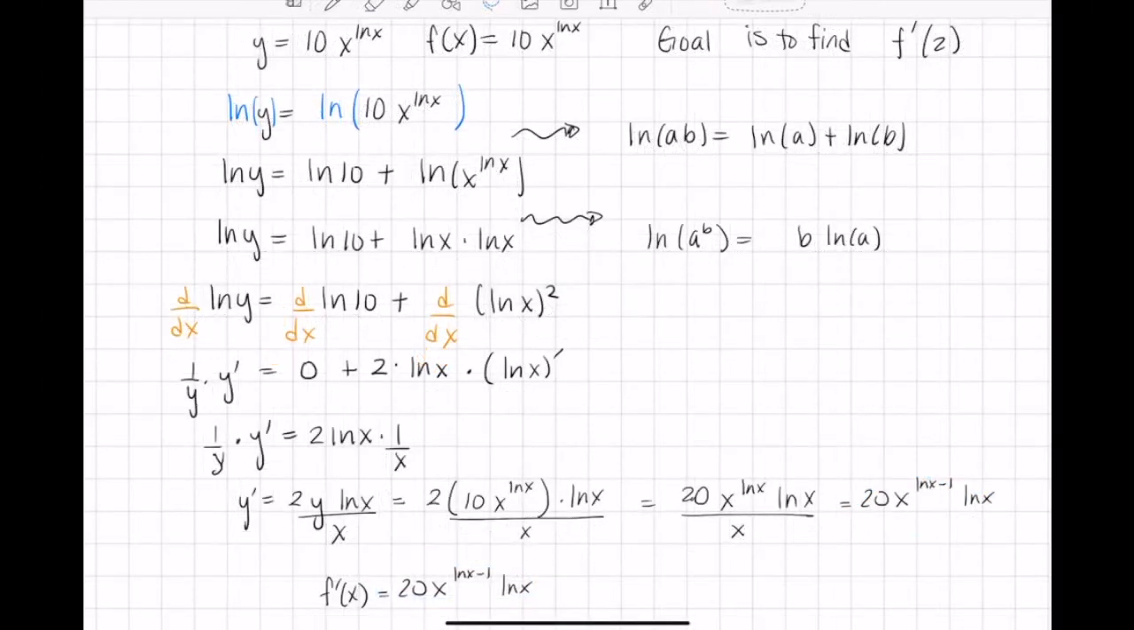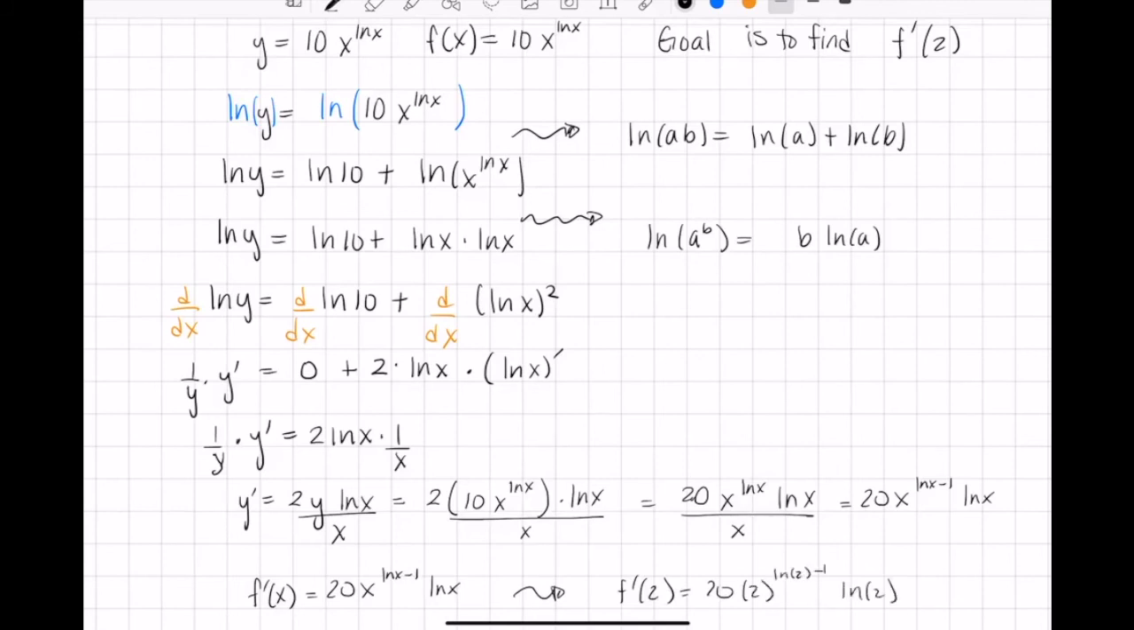Now if you want to find this evaluated at 2, just go ahead and plug in a 2. This tells us that f prime of 2 equals 20 times 2 to the ln of 2 minus 1 power times ln of 2. And you should get something like 11 and change here when you plug this into your calculator. So let's do that together.